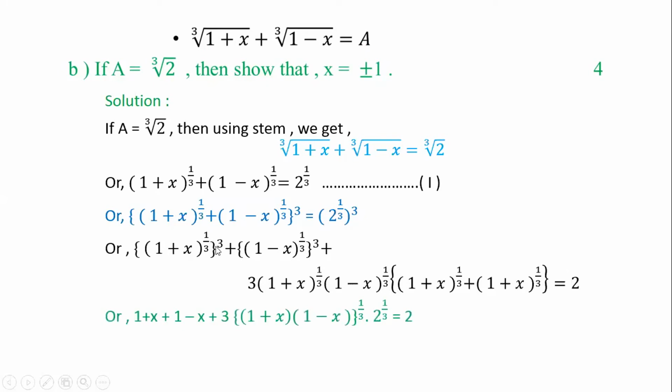Then from this term, we get 1 plus x, and from this term, we get 1 minus x. Here, this term remains unchanged. But using equation 1, which is (1 plus x)^(1/3) plus (1 minus x)^(1/3) equal to 2 to the power 1 by 3, then we get this equation. From this term, we get this term. Here, 1 plus 1 equal to 2, x minus x equal to 0. This term remains unchanged and equal to 2.